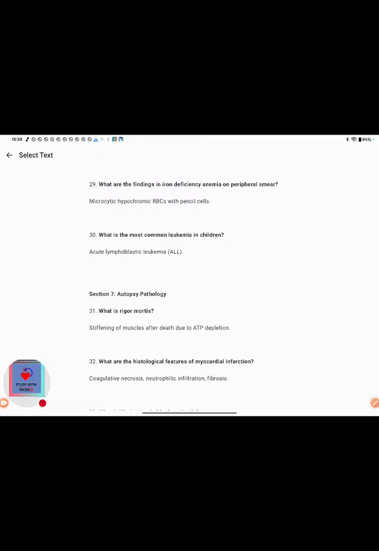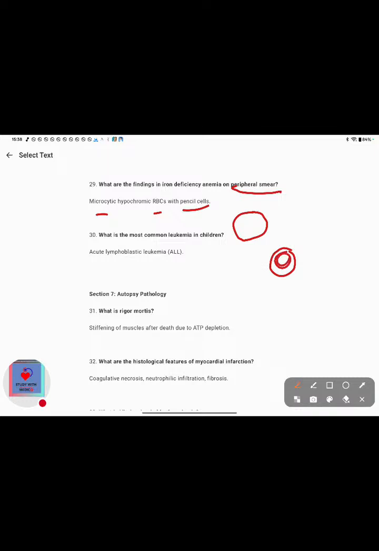What are the findings in iron deficiency anemia on peripheral smear? On peripheral smear, you will see microcytic hypochromic RBCs with pencil cells. RBCs will become small. Normal size of the RBC should be equivalent to a lymphocyte, but here it will become very small. One third central pallor should be there normally, but here the RBC looks totally pale. That is hypochromic, with pencil cells.